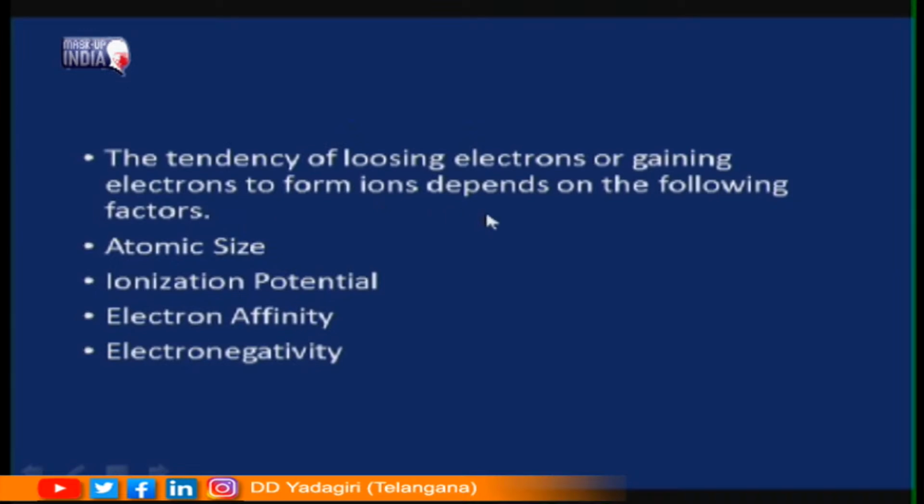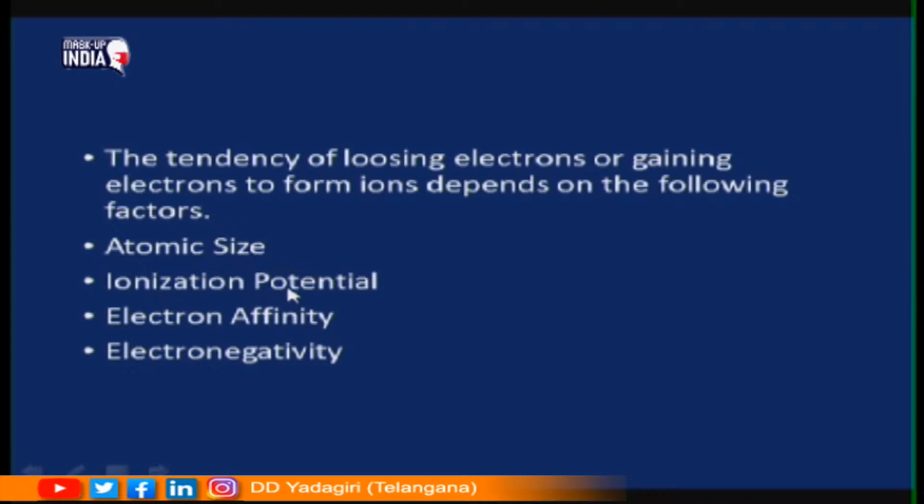The tendency of losing or gaining electrons to form ions depends on the following factors: atomic size, ionization potential, electron affinity and electronegativity. Let us just define them. What is atomic size, children? It is the distance between the nucleus and the outermost orbit. As the electron moves away from the nucleus, the attraction between the nucleus and the outermost shell decreases.